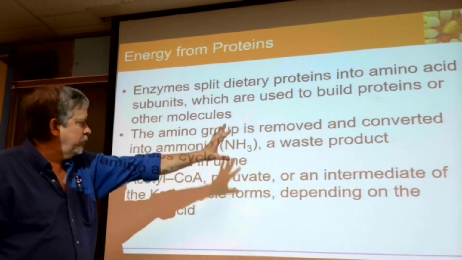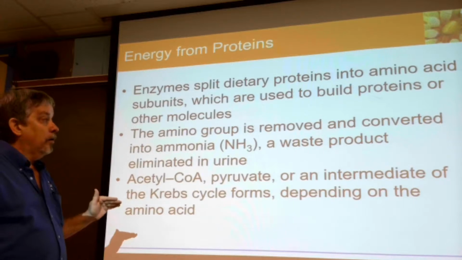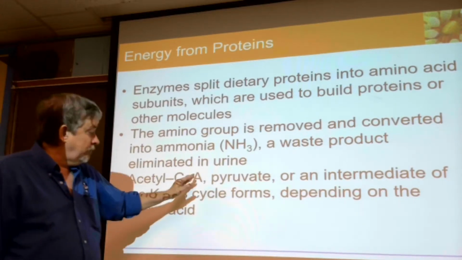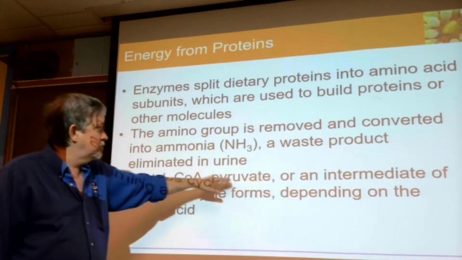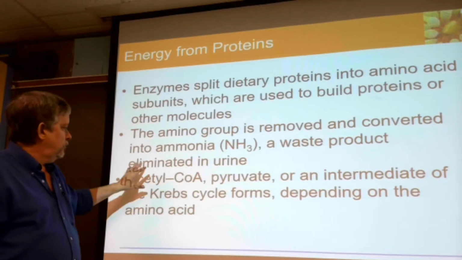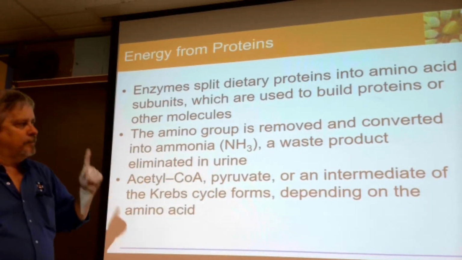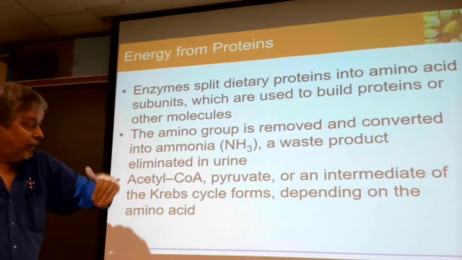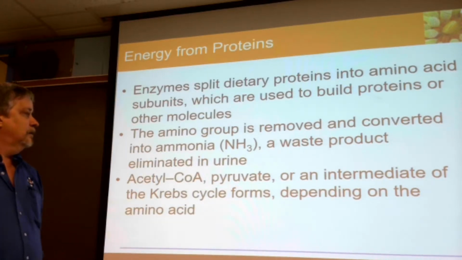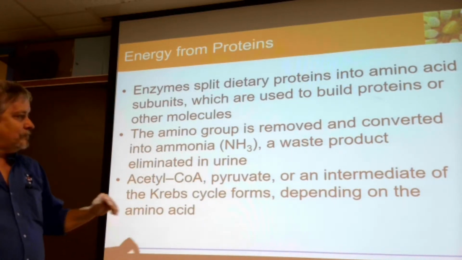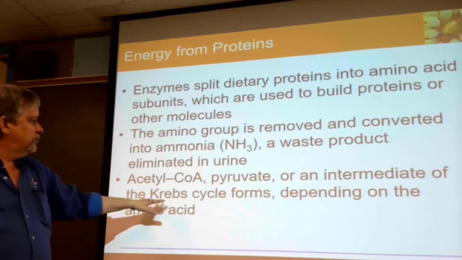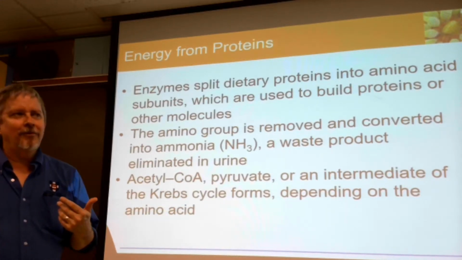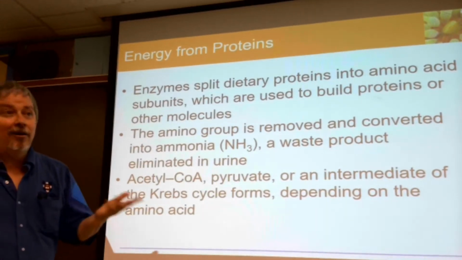Acetyl-CoA can then be formed from the rest of it. Or, it depends on the amino acid again. Some amino acids you can form a pyruvate, so you take out ammonia. Some you form acetyl-CoA and go into the Krebs cycle. Some you form pyruvate, and you go through acetyl-CoA, the Krebs cycle and electron transport phosphorylation, or an intermediate of the Krebs cycle forms. You can even form, from amino acids, PGAL.